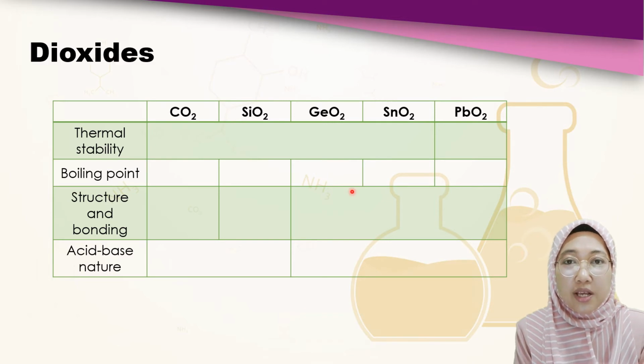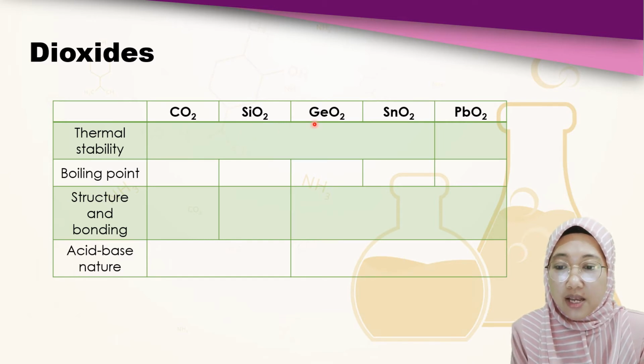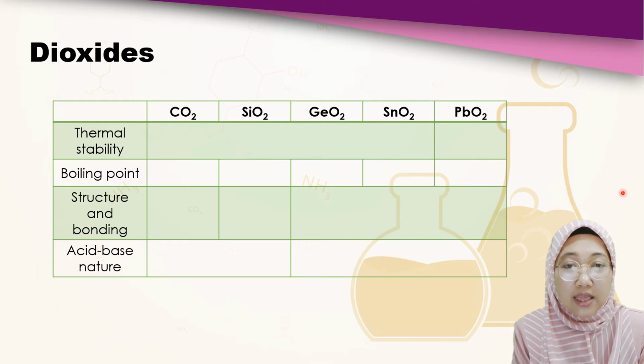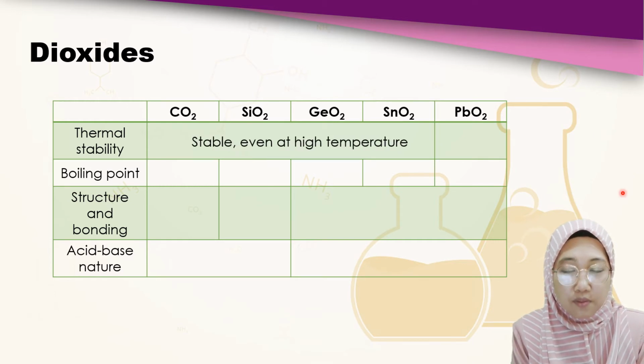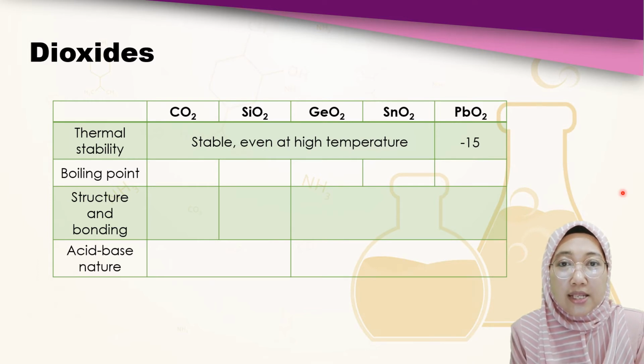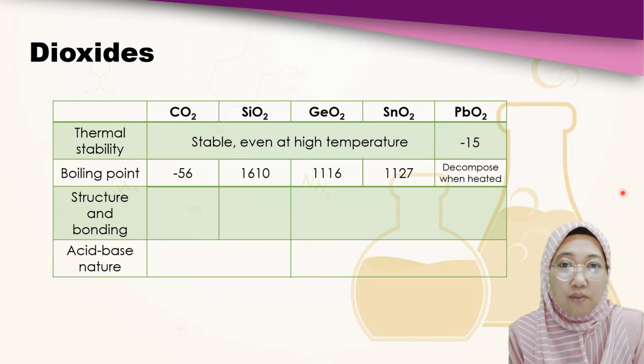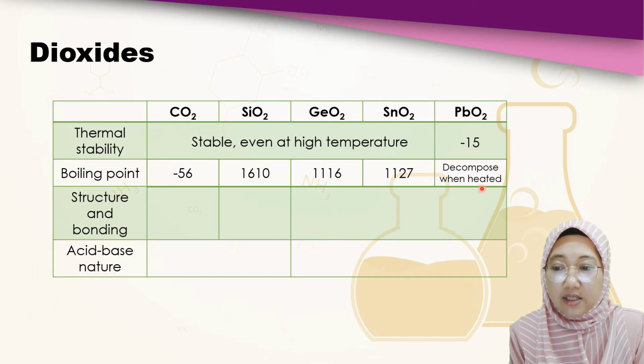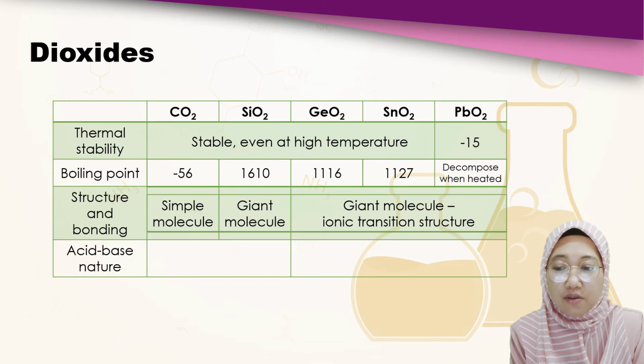Okay, next we look at dioxides. Okay, dioxide we have carbon dioxide, silicon dioxide, germanium 4 oxide, tin 4 oxide and lead 4 oxide. So the thermal stability, okay, stable even at high temperature except for lead 4 oxide. Okay, here is the boiling point. Okay, decompose when heated. So very low boiling point for lead 4 oxide.